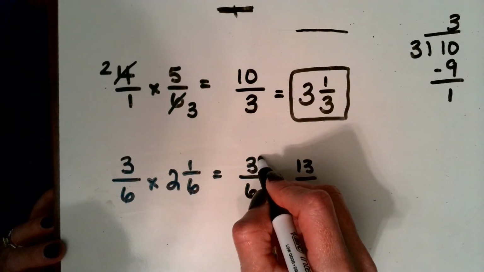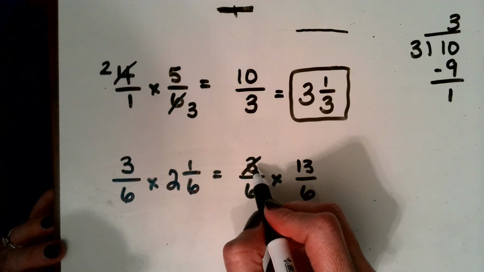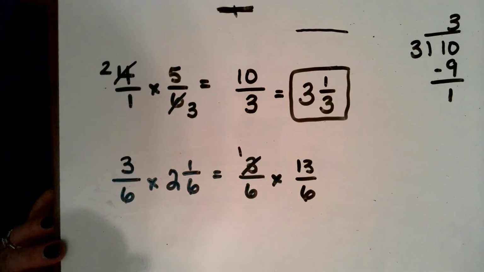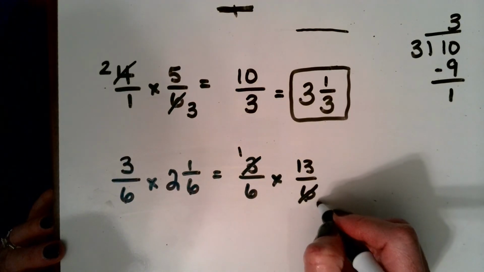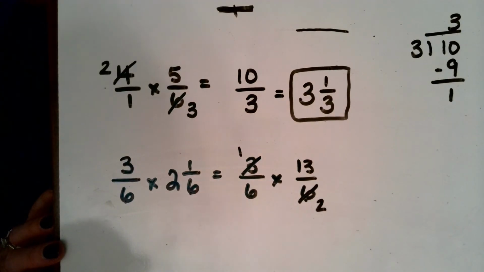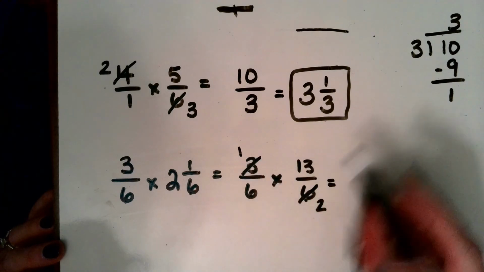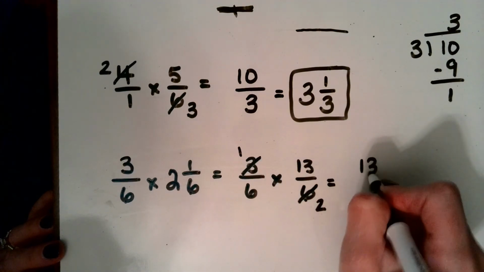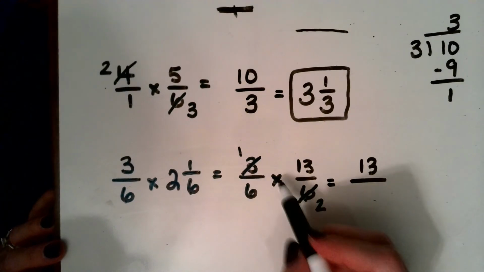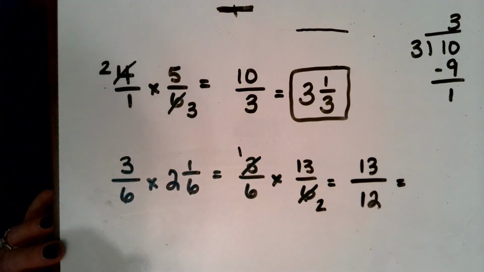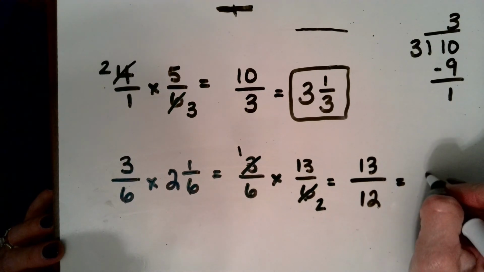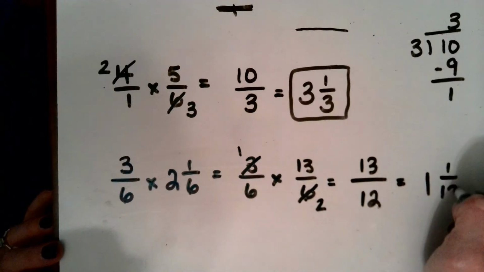So I'm going to cancel out the 3, and I'm going to say 3 divided by 3 is 1. 6 divided by 3 is 2. Now I'm going to multiply across, and my numbers are just a little bit smaller now. So 1 times 13 is 13, and 6 times 2 is 12. And I'm going to change that to a mixed number and get 1 1/12.